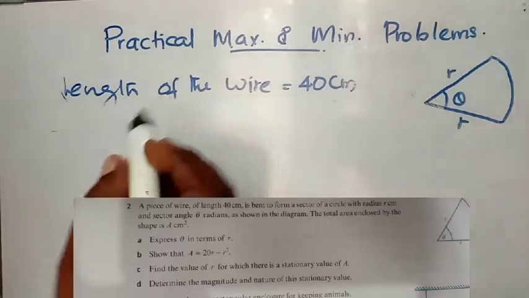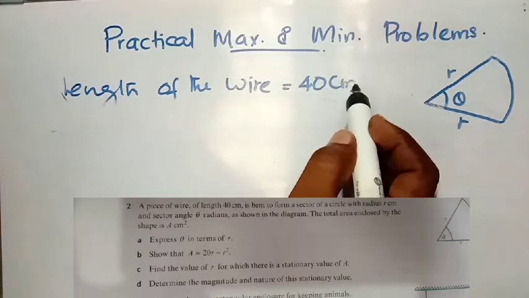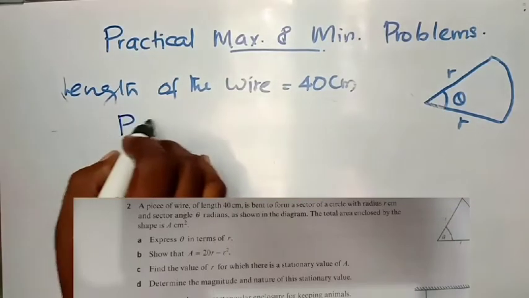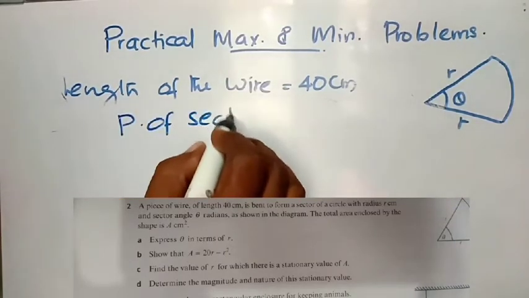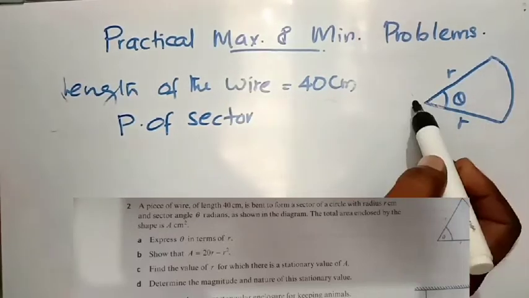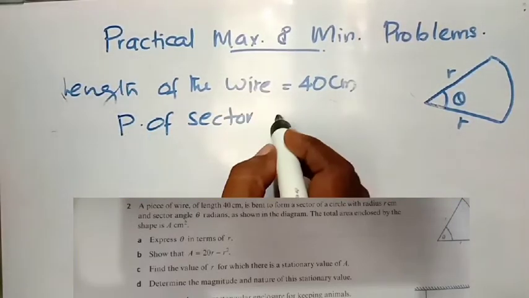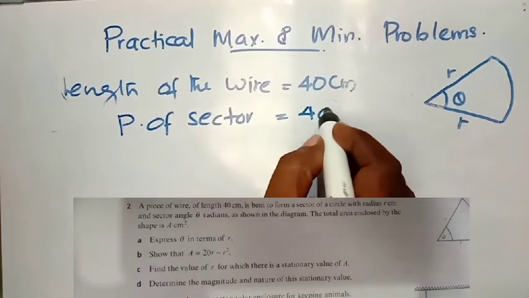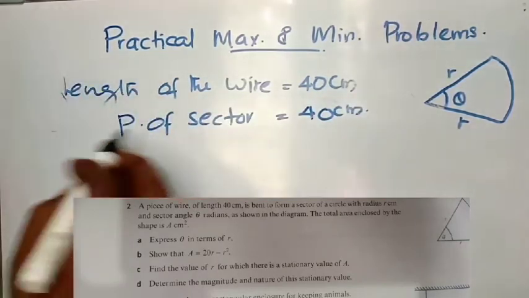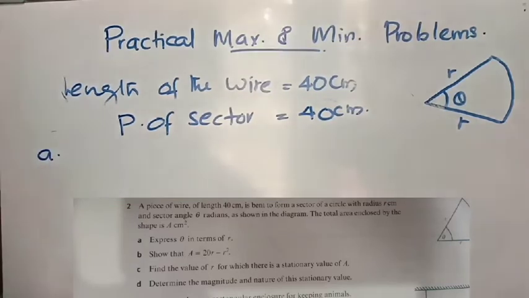Here, length of the wire is 40 centimeter. So when you look at this sector, length of the wire is same as perimeter of the sector, isn't it? With the help of the wire, we made this total length. So length of the wire is same as perimeter of the sector, which is 40 centimeter. So this is the given condition. Based on this, we have to check the first question.